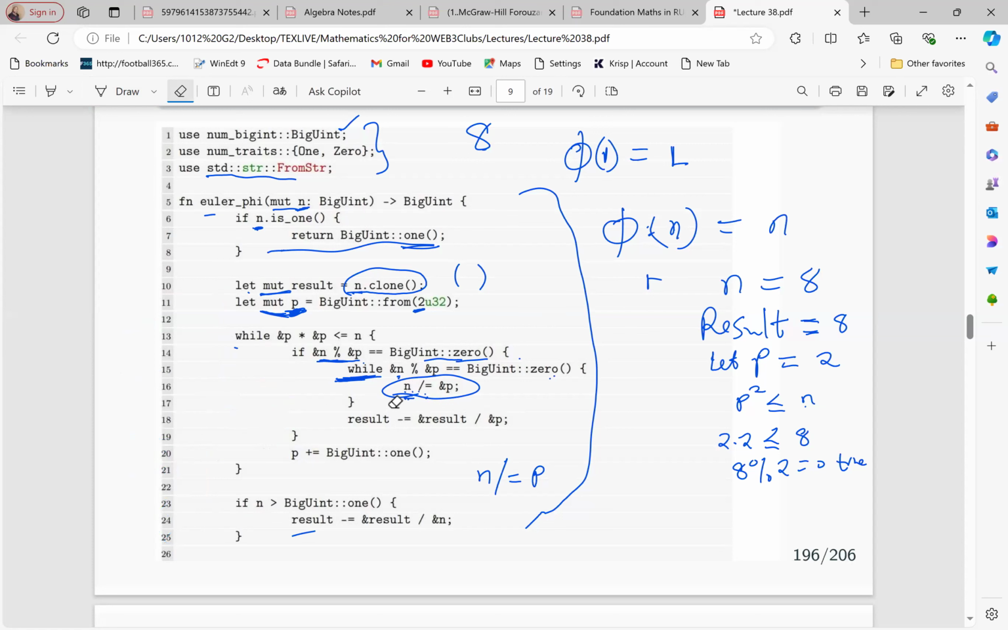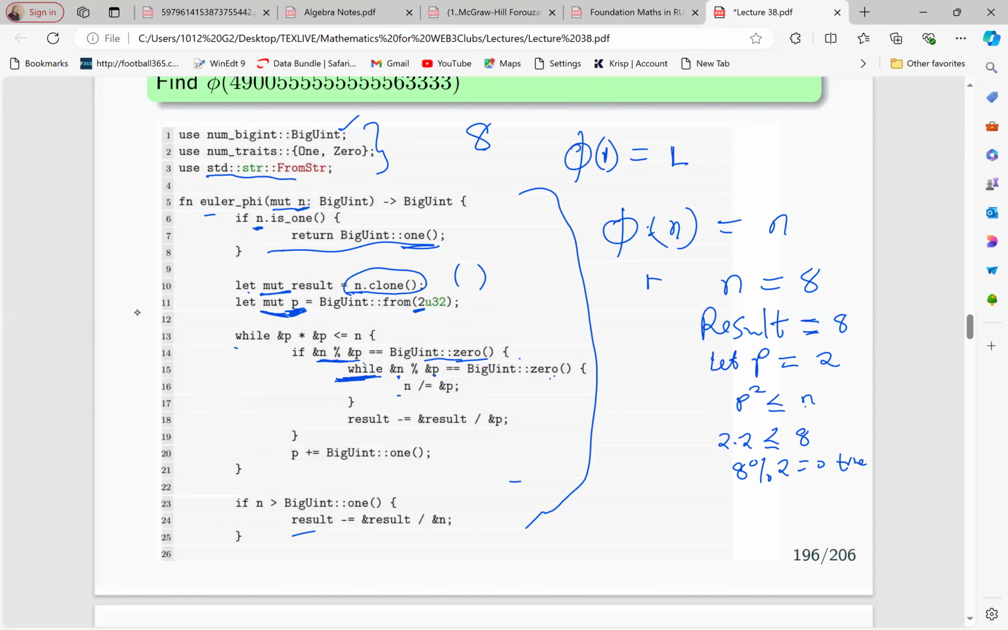But now let's understand the part in totality, without interpreting one bit only. What this means is that we will do this process until this n divided by p is not 0. Until the remainder of dividing n by p is not 0. We will continue doing this.